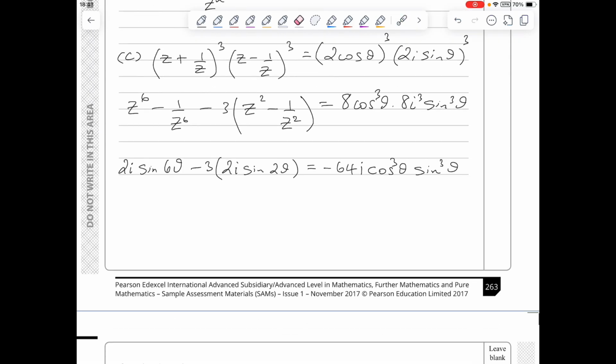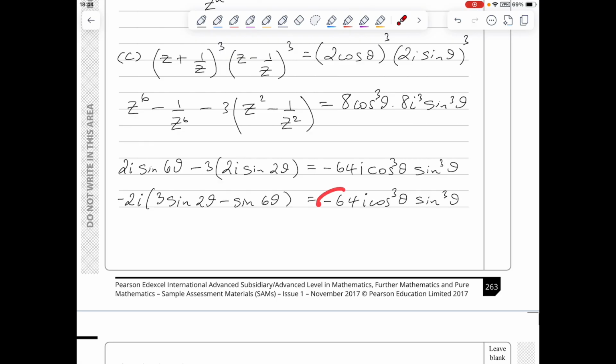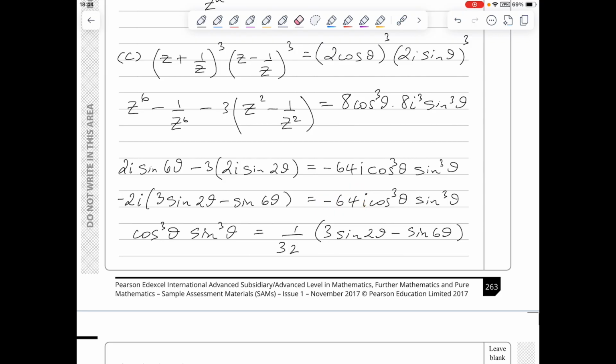So I'll get 2i sine 6 theta for this expression minus 3 times 2i sine 2 theta for this expression. Now 8 times 8 is 64. i cubed is minus i, hence the right hand side. Now on the left hand side, I'll take out 2i as a common factor. So now I can divide both sides by minus 64i to get the following, which is what I'm supposed to show in part C.